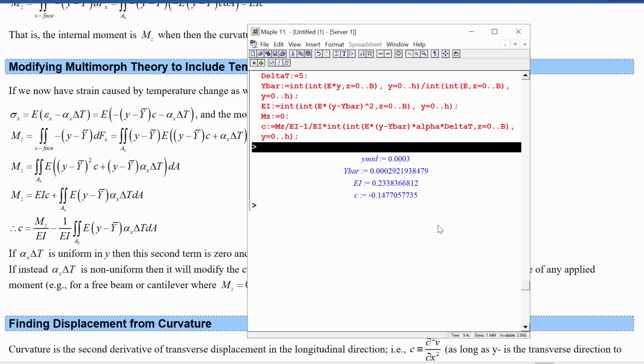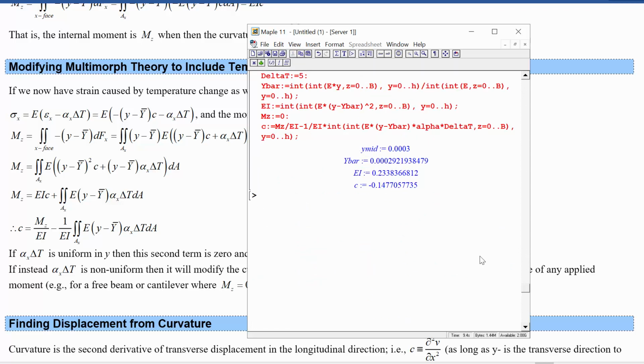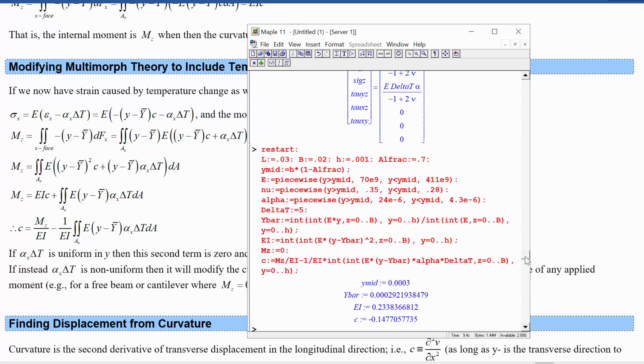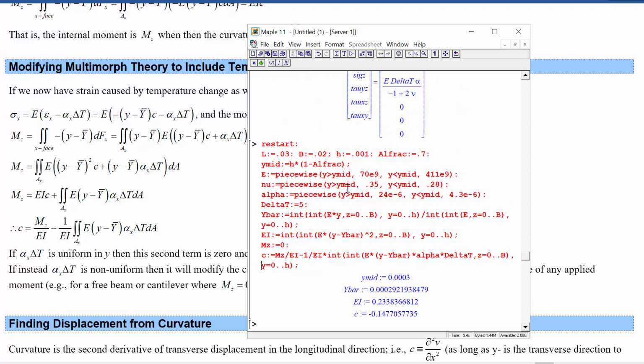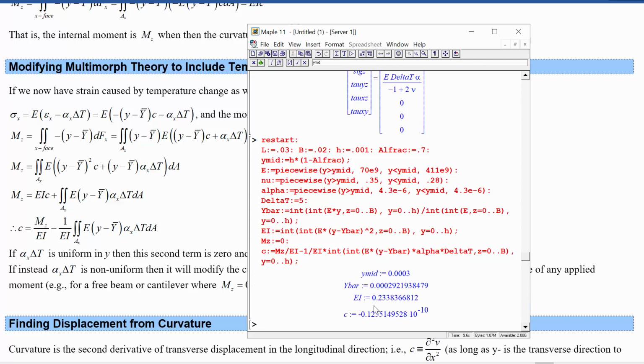Yes, so we've got it bending down, a negative curvature. Does that make sense? Well, the top material was the aluminum, and the aluminum has a larger thermal expansion coefficient, so we're going to have a negative curvature there, meaning that it's bending down. If we made this 4.3, what do you think should happen? So we've now made the aluminum thermal expansion coefficient the same as the tungsten. Well, now when it heats up, there's no tendency for it to bend up or down, so this should give us a 0. Yeah, so 1e minus 10.